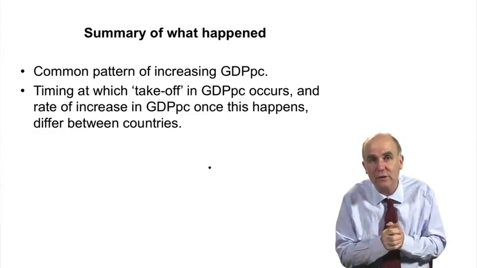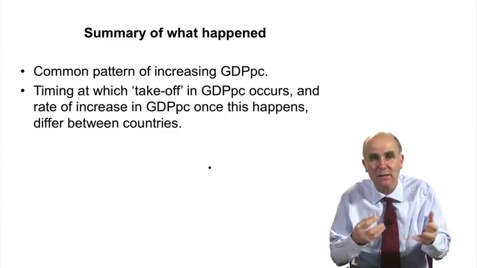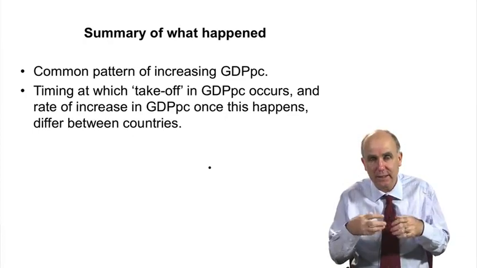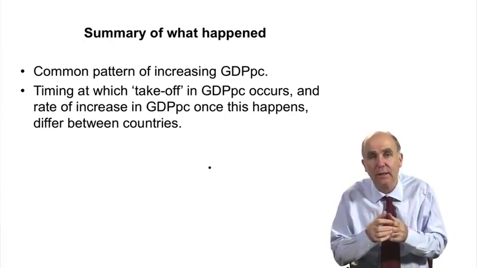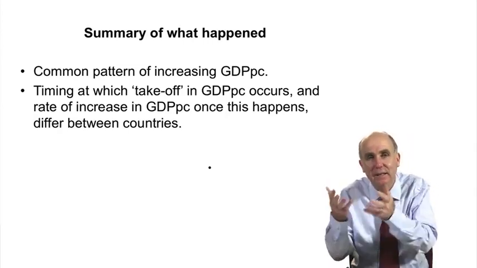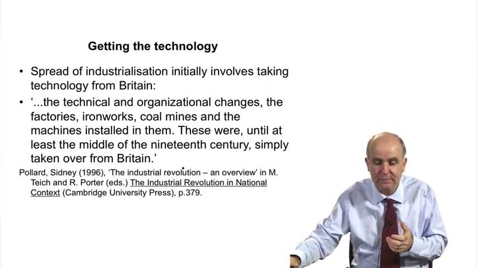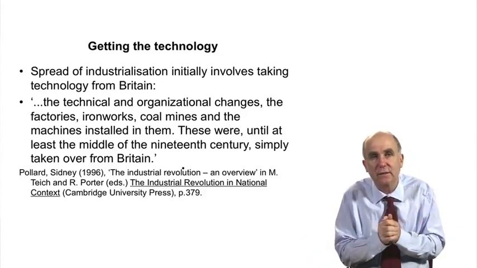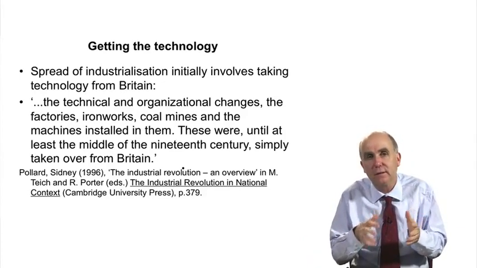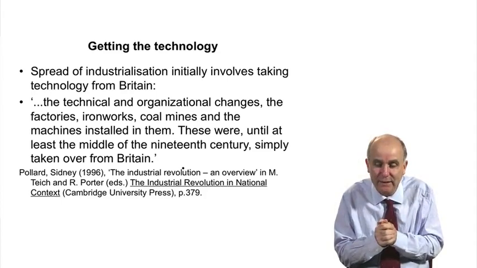The timing at which the takeoff in GDP per capita occurs is quite different, and the rate of increase in GDP per capita once this happens differs between countries. So there are two patterns to the history. Part of the story is that Europe in general begins to grow at a more rapid rate and catches up to the UK, but the second point is that there's a lot of heterogeneity in that story. So what I want to do in the rest of this section of the lecture is talk a little bit about the main patterns of catch-up. The first thing I want to talk about is getting the technology.